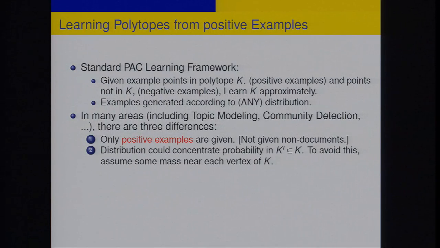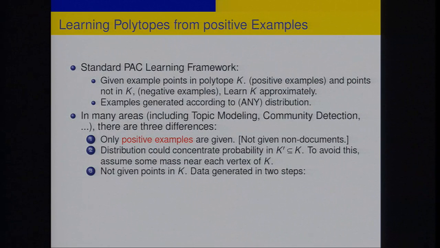The distribution now cannot be arbitrary because I have a big polytope I want you to learn. If I concentrate my distribution on a small subset of it, you obviously cannot learn the whole thing. If I had given you negative examples, they would have been outside and you might have learned it, but now not. So I better restrict the distribution.